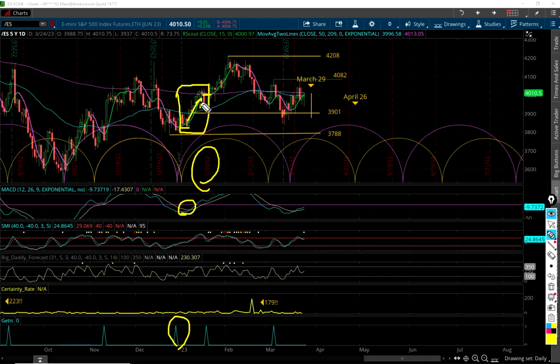All right, that's it for the Getis indicator. That's how I use it. I do a lot of swing trading, okay? Now let's talk about the most complicated indicator that I have, the certainty rate.